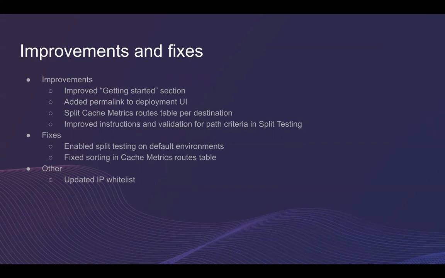We have also improved the instructions for the path criteria in split testing. In split testing, there are multiple criteria you can use, or no criteria, and just split the traffic completely, as I'll show later in the demo. This has just been improved for the path. Previously, we weren't enabling split testing in default environments. That was just a bug. We fixed that, and there was another minor issue around sorting the cache metrics route table.